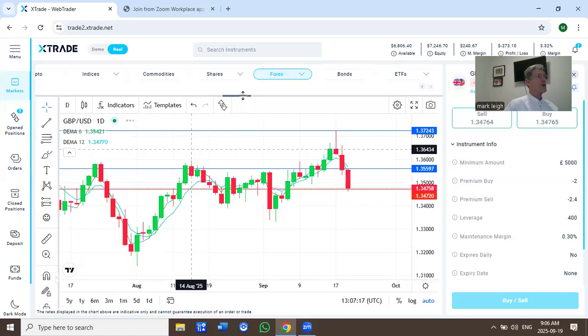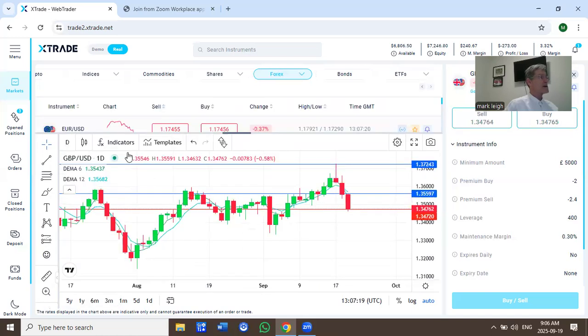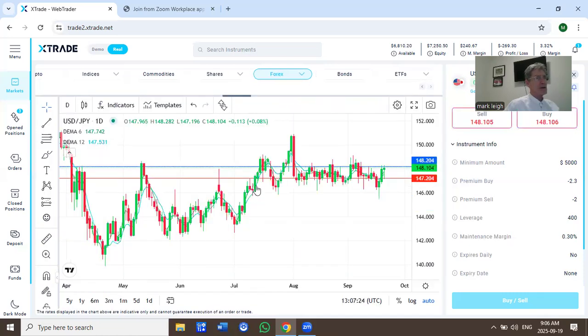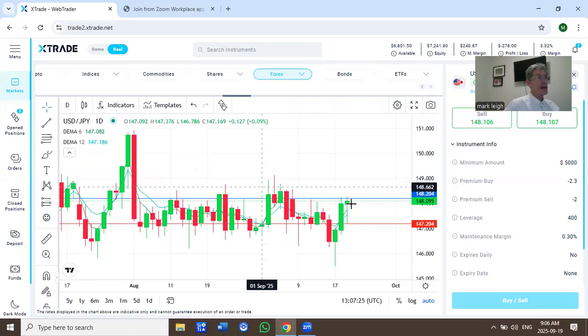Let's have a look at the US yen. And there you can see today, first tested lower, that was US dollar weakness, selling US, buying yen. That was yen strength earlier, but now US dollar has fought back, tested yesterday's high at 148.20.